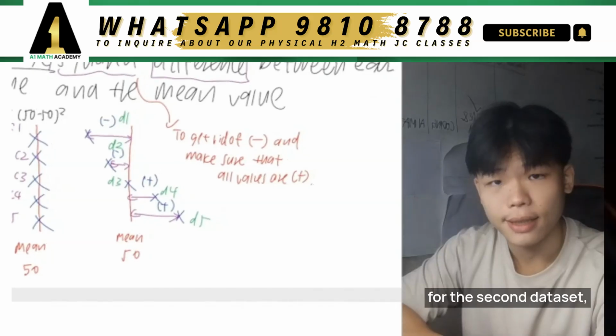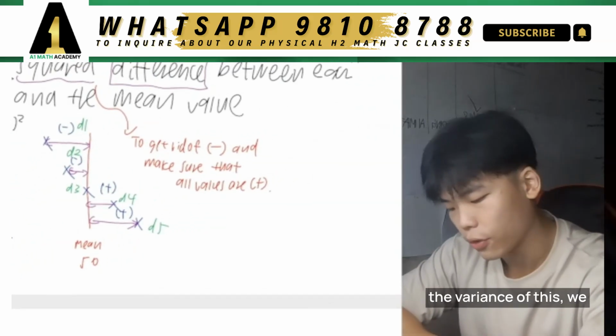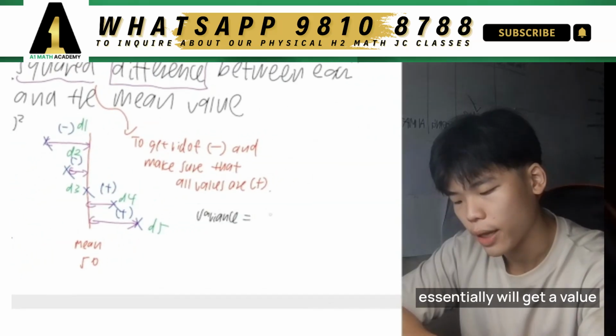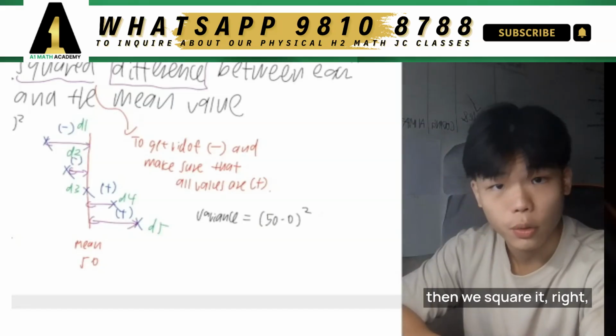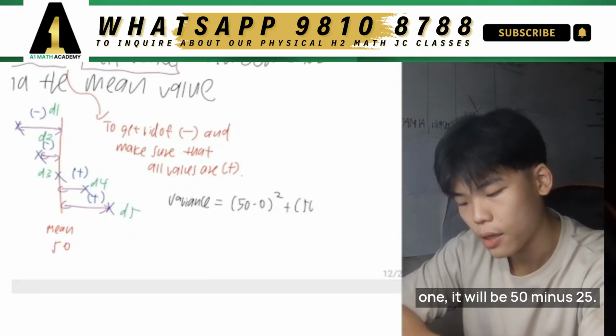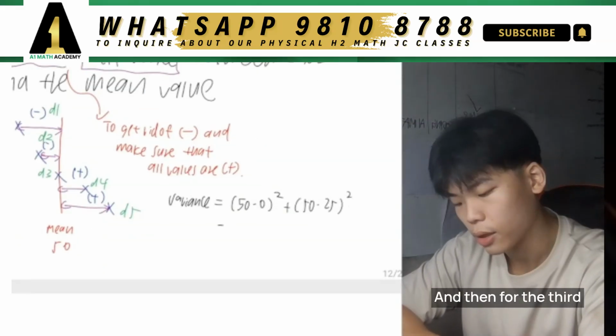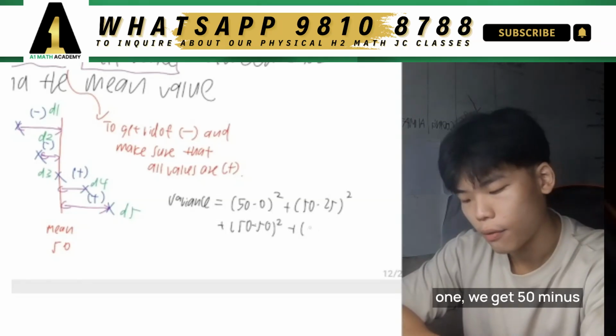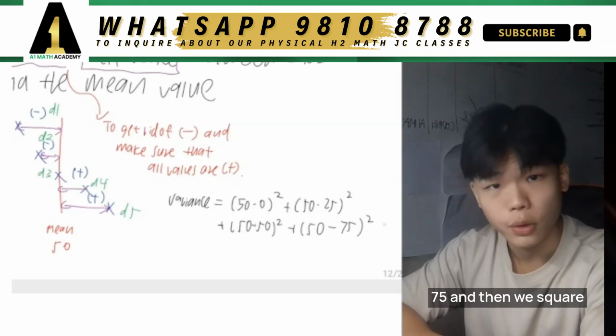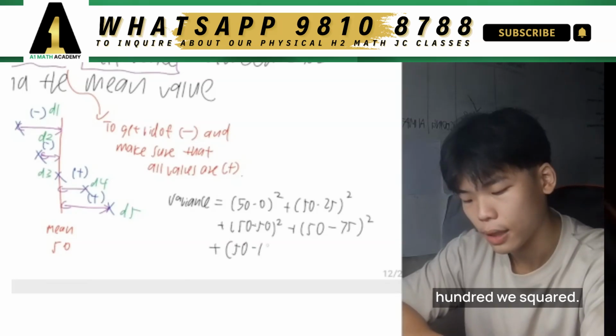But for the second data set, the variance is definitely not 0. Because for the variance of this, for the first data, it will be 50 minus 0, and then we square it. And then for the second one, it'll be 50 minus 25, and then we square it. And then for the third one, we have 50 minus 50, and then we square it. And then for the fourth one, we get 50 minus 75, and we square it. And then the next one, we get 50 minus 100, we square it.